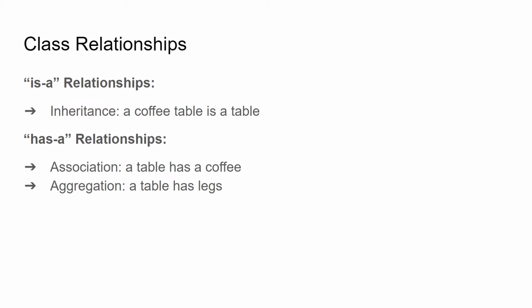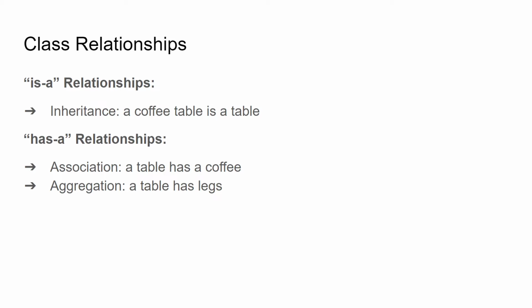The difference between these two is typically that in association, the coffee is not really part of the table, but it's associated with the table. Like you put the coffee on the table, but it's not embedded in the table. And in terms of aggregation, a table has legs because the legs are part of the table itself. Now, of course, not all tables do have legs, but many do, and if a table does have legs, it's part of the table itself.